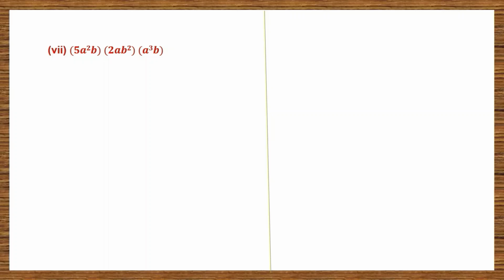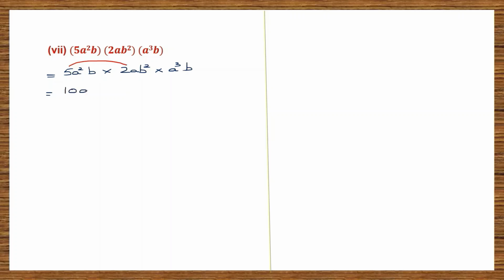Question 7. So here we have 5a square b into 2ab square into a to the power of 3 and b. Here again, let's multiply the numbers that we have first. No sign, so we'll keep it the same. It's a plus sign. Multiply the numbers: 5 2s are 10. So here we have 10.